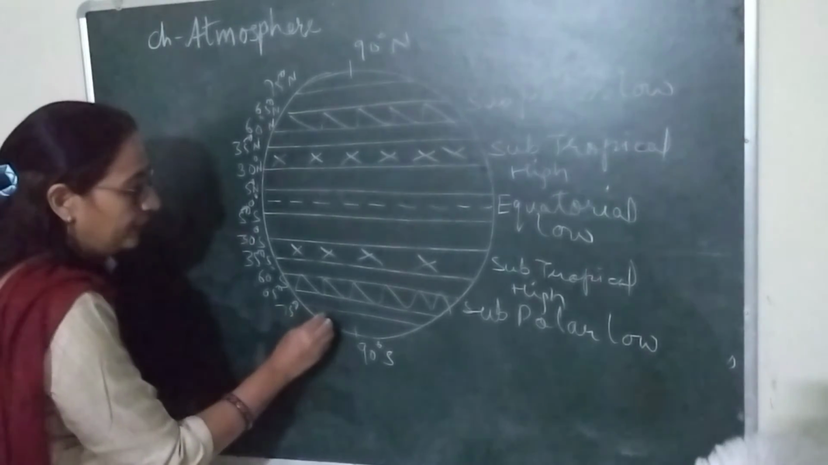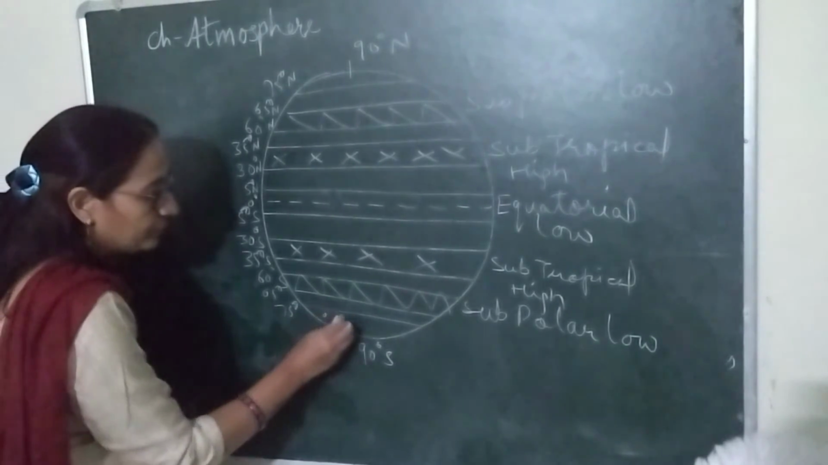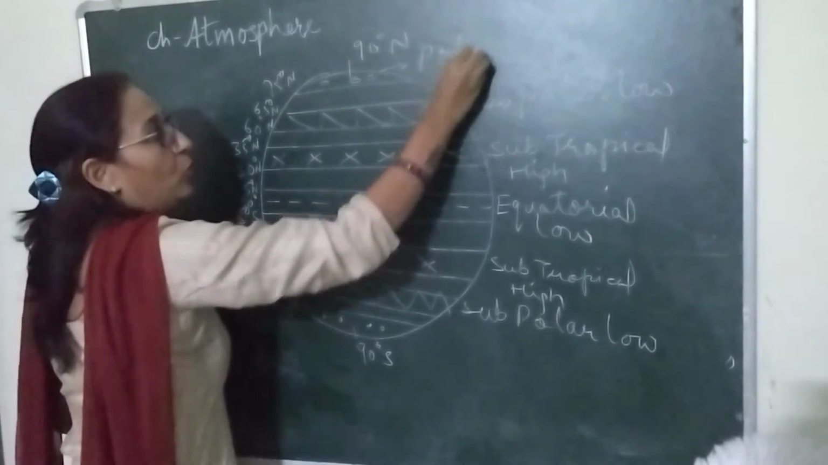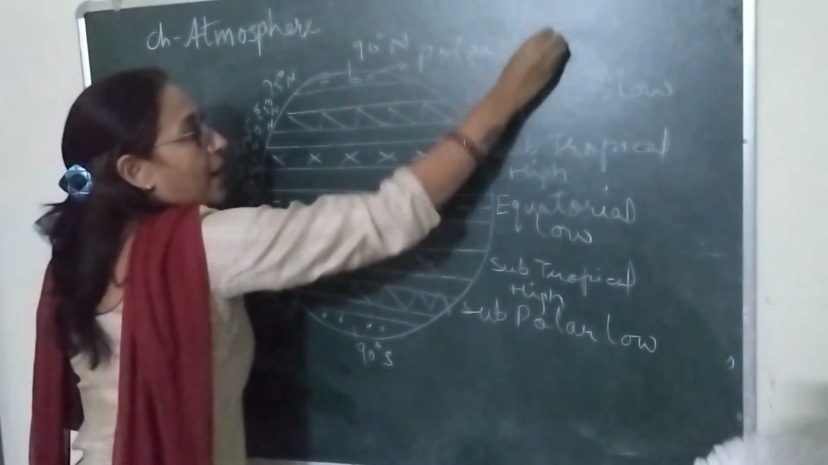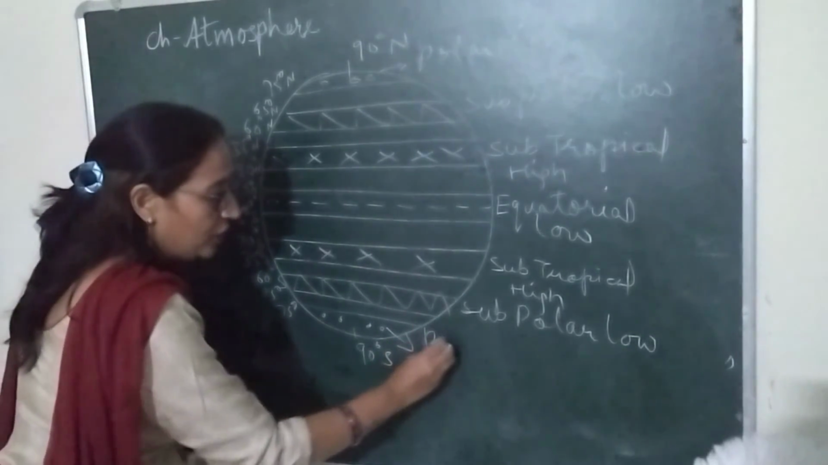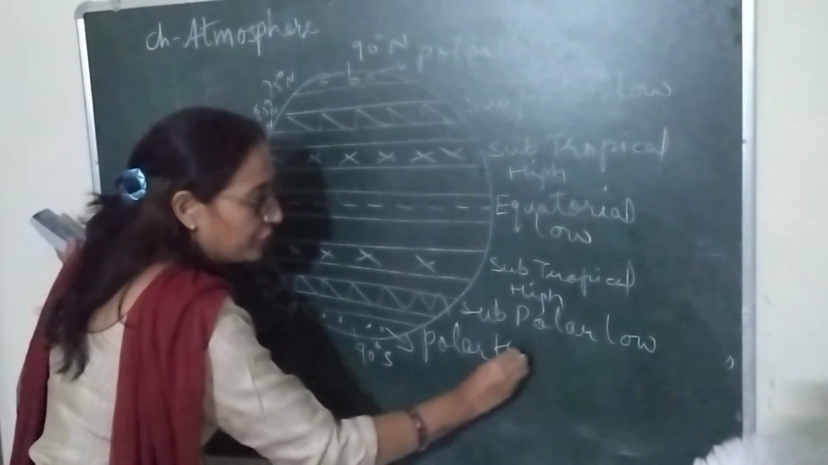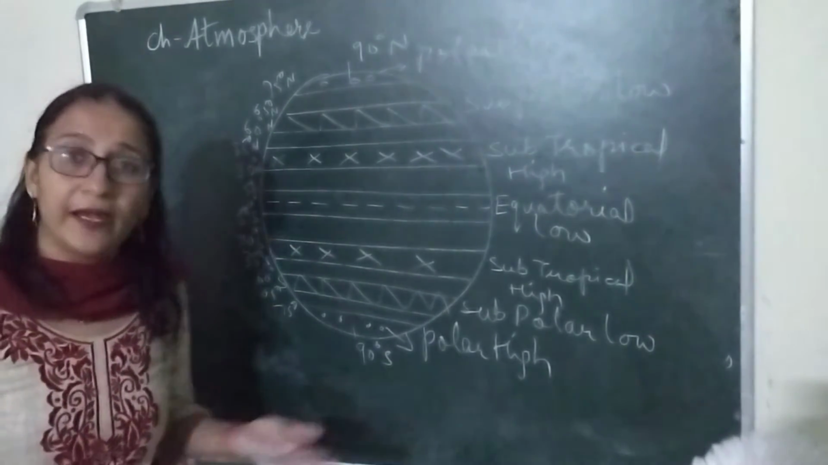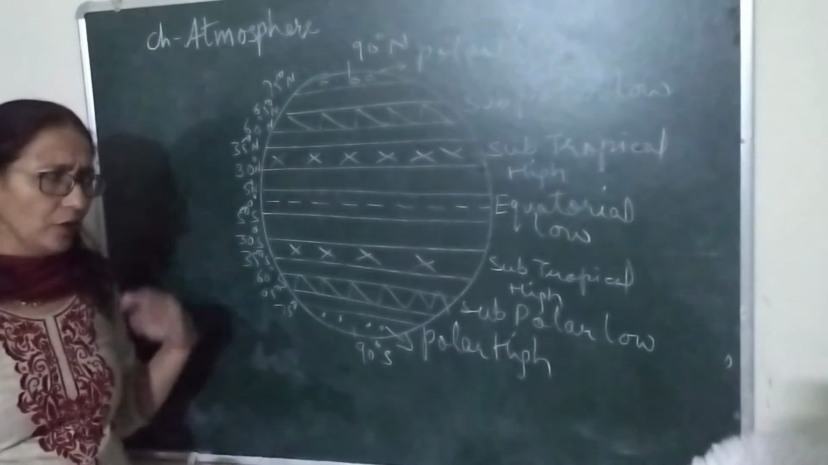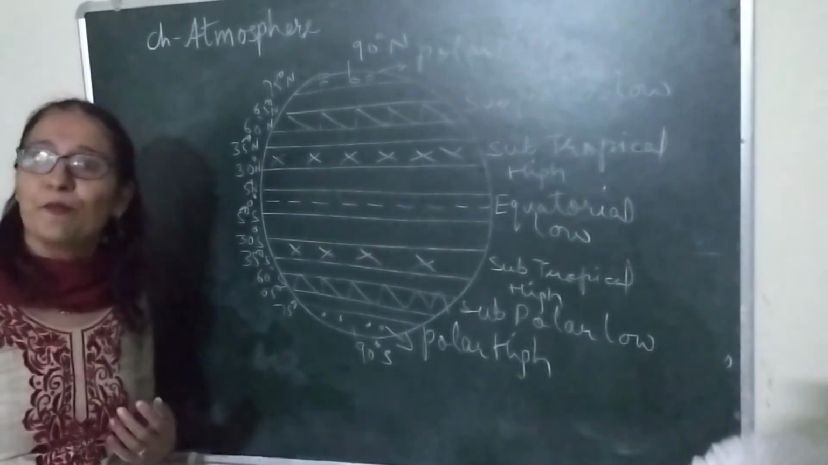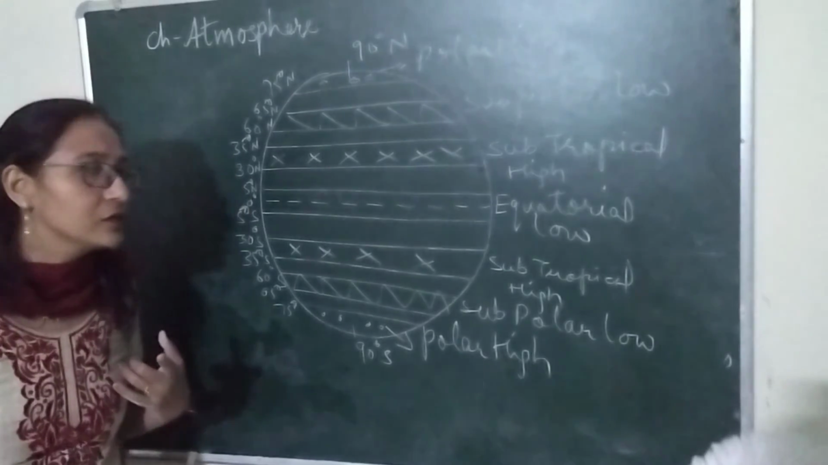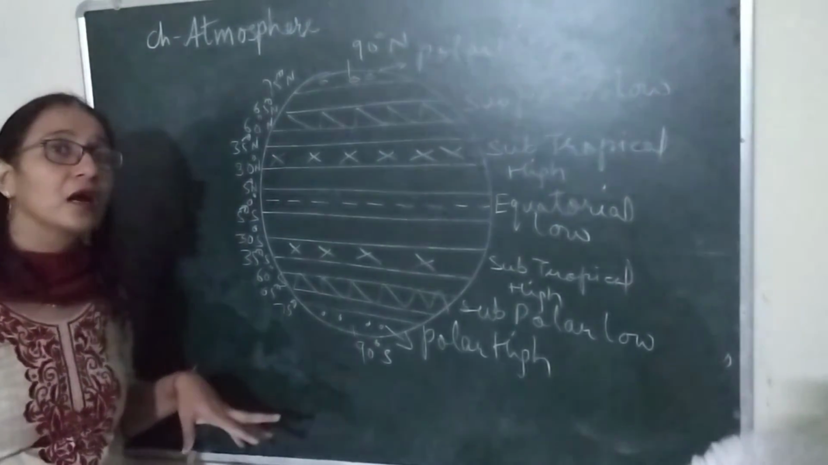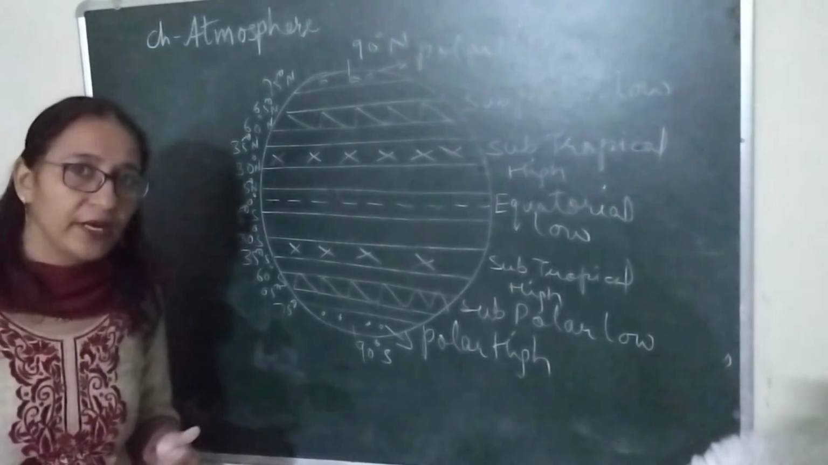This is called, in both hemispheres, polar high pressure belt. This is also polar high pressure belt. So these are the different pressure belts that I have explained to you in the previous video. Now why are these pressure belts important here? Because with the help of these pressure belts we will discuss, or we will mark, different types of permanent wind.